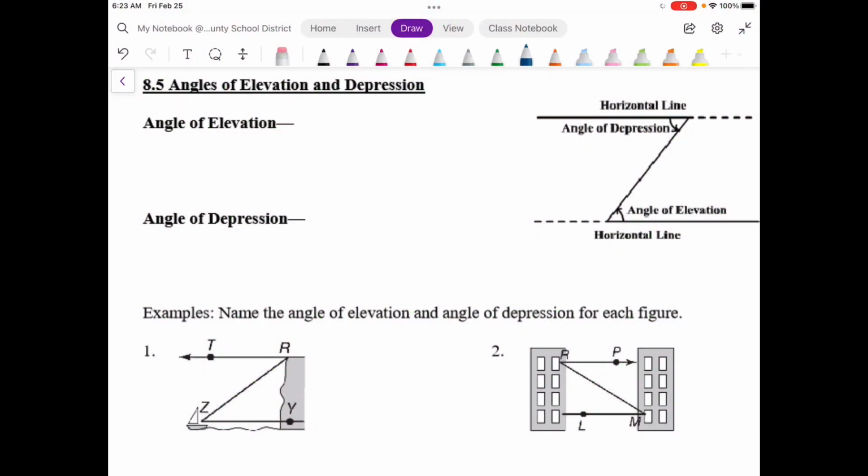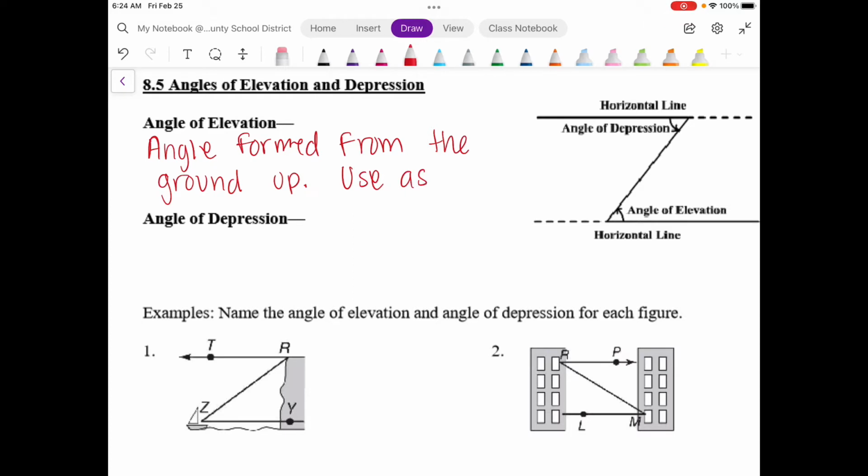This video will go over 8.5 angles of elevation and depression. So our first word we have is angle of elevation. An angle of elevation is going to be an angle formed from the ground up. When we have an angle of elevation, we are going to use it as is.